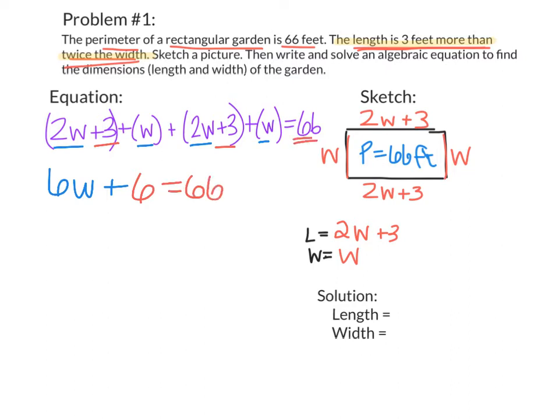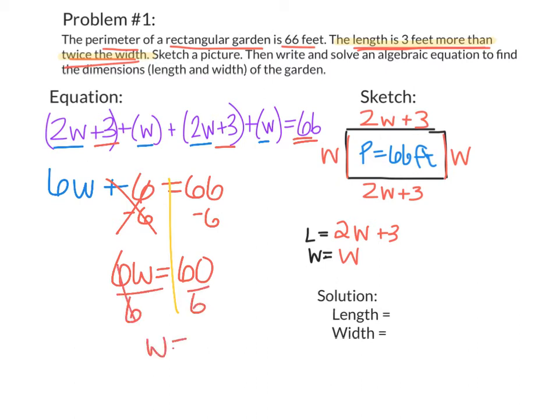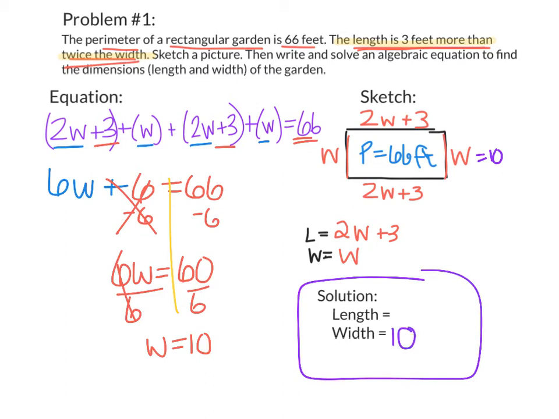Now to solve my equation for W, I need to subtract 6 from both sides. And that leaves me with 6W equals 60. And then our final step is divide by 6. And I get W equals 10. So we just figured out the width of our rectangle is 10. I'm going to go down here. Here's my solution. My width is 10 feet.